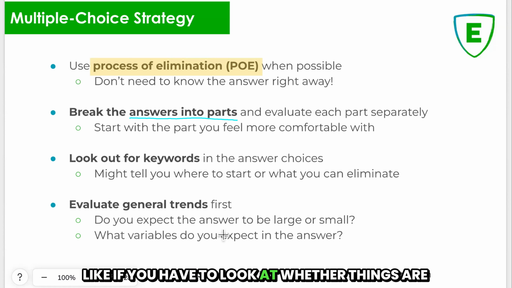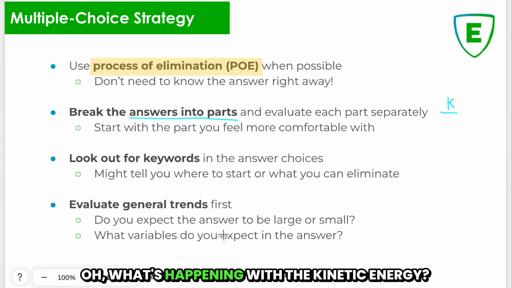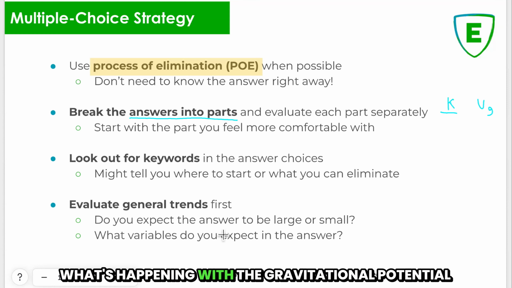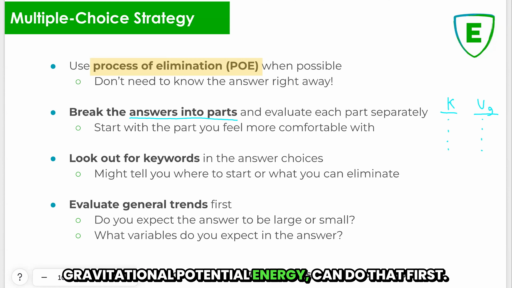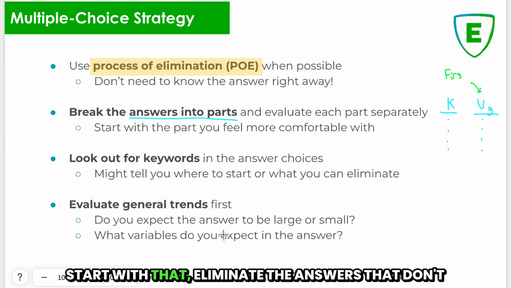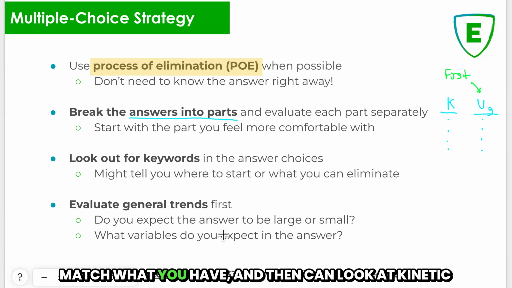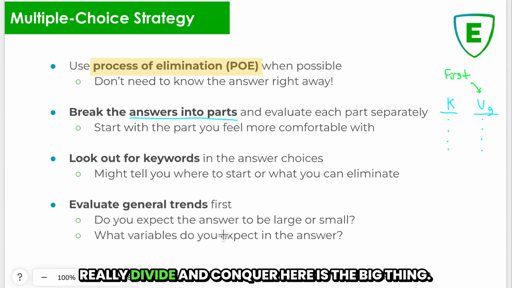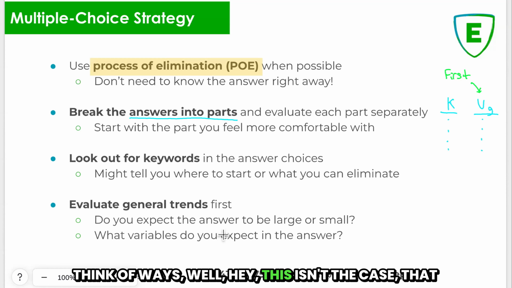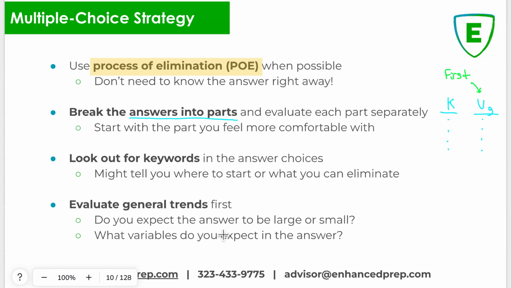Like if you have to look at whether things are increasing or decreasing, and let's use energy again. Oh, what's happening with the kinetic energy? What's happening with the gravitational potential energy? And then it lists out different options. If you feel more comfortable evaluating gravitational potential energy, you can do that first. Start with that, eliminate the answers that don't match what you have, and then you can look at kinetic energy. Okay. Really divide and conquer here is the big thing. Think of ways, well, hey, this isn't the case, that isn't the case.